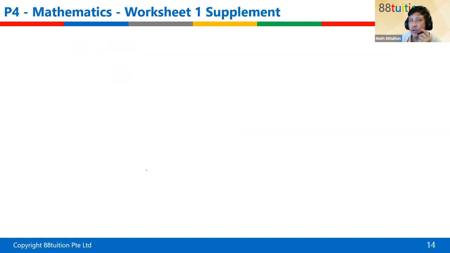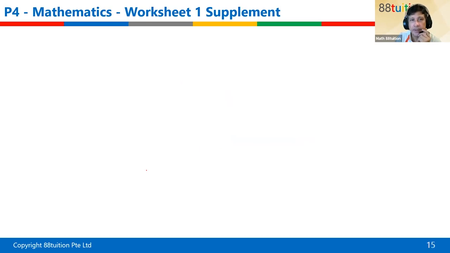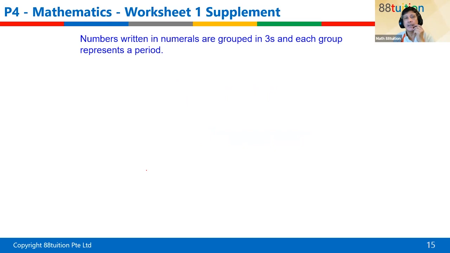Okay, we're going to take a short break from your worksheet because there is something I would like to explain to you, and that has to do with writing numbers in numerals. Numbers written in numerals are generally grouped in threes, and each group represents a period. Now, to give you a better idea, I'm just going to throw you one number.